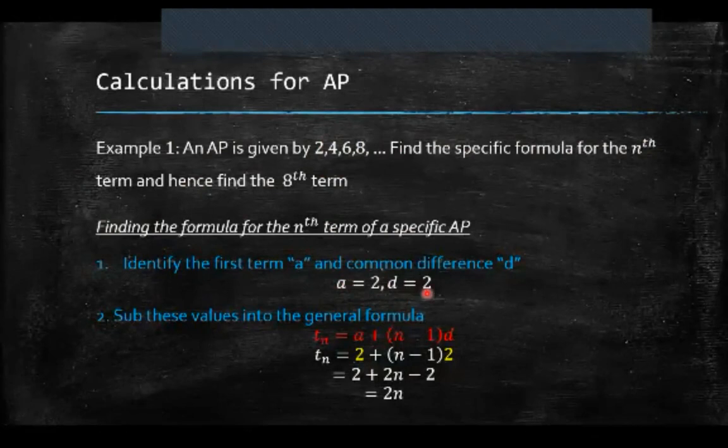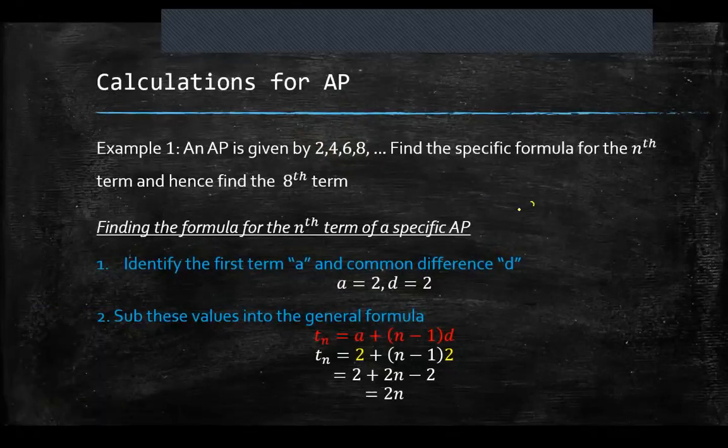D is my common difference. I can actually look at this and tell that the common difference is 2, because I know 2 plus 2 is 4, 4 plus 2 is 6, 6 plus 2 is 8. So I could just eyeball this, right? But that's not the case all the time. So just in case, common difference, remember, is the second term minus the first term, or you could say third term minus the second term, once it's between two consecutive terms, right?